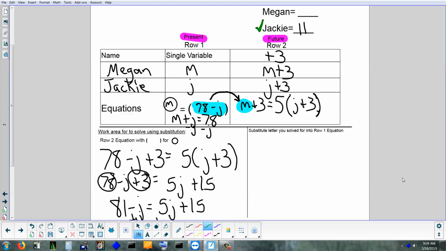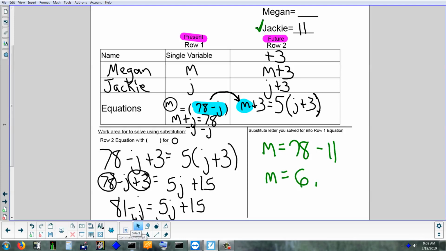M equals 78. I just solved for J, so 78 minus 11. Good to see. M equals, what do I get? 67. So Megan is 67. Check.